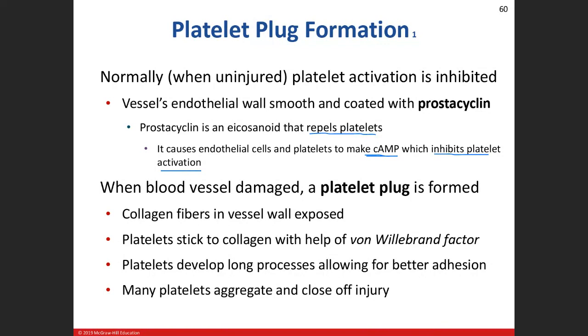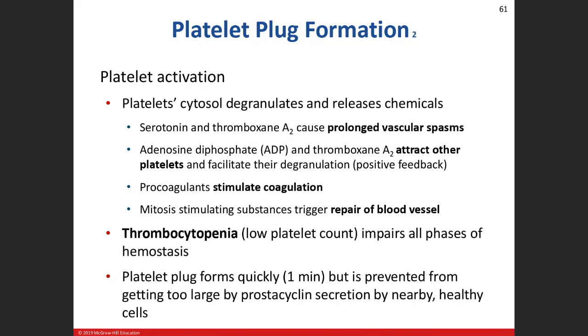So then when it gets damaged, what will happen is when the endothelial cells get damaged, they're no longer making that prostacyclin. So that prostacyclin is no longer causing the platelets to make the cyclic AMP. And when those platelets are no longer making the cyclic AMP, they can now activate themselves. Then when they activate themselves, there's granules inside the platelets, and they'll release serotonin and thromboxane A2. So those will help to continue and prolong the vasoconstriction or the vascular spasms.